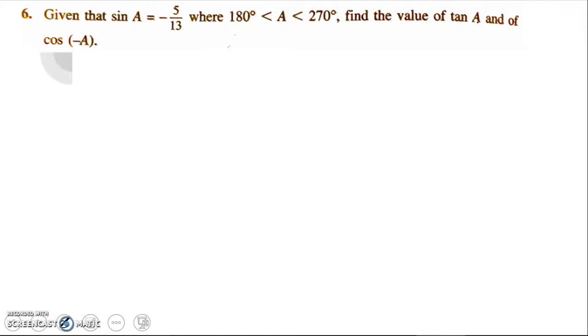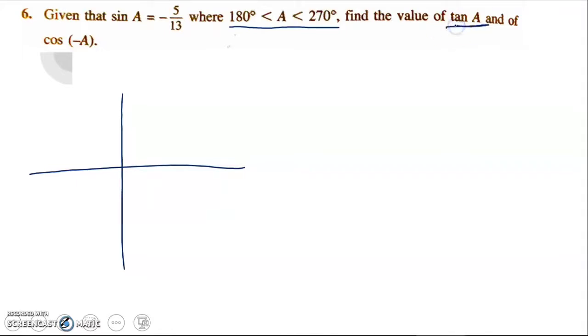Number 6. Okay, so number 6 says, given that sine A is negative 5 over 13, it's going to be in this quadrant, which basically is Q3. It's between 180 and 270. It's going to be in Q3. Find the value of tan, and then find the value of cosine negative A. I'm going to find this out first. It has the value.